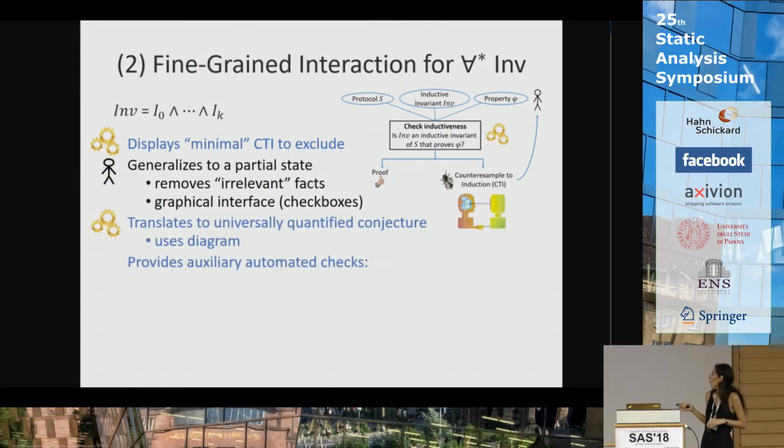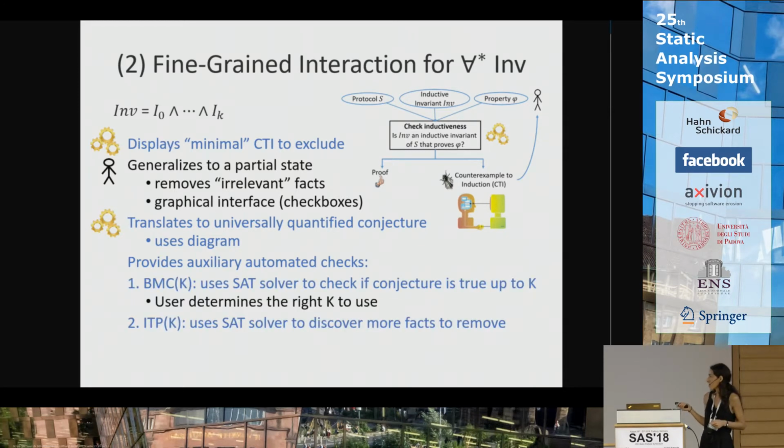Okay? Now Ivy can automatically translate the partial state that remains here, using the diagram, to a universally quantified clause that excludes this state and everything that includes it as a substructure. And Ivy also provides some additional checks that can help the user. For example, the user can now use bounded model checking to make sure that they didn't exclude an unreachable state, and so on.